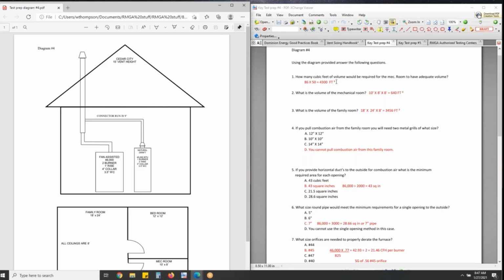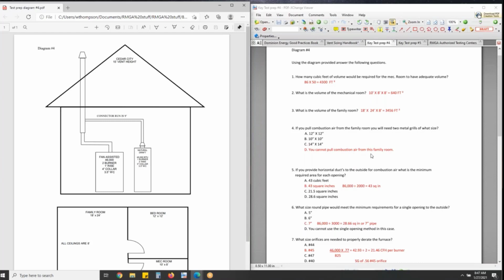So number 1, how many cubic feet of volume would be required for the mechanical room to have adequate volume? Well, it would need to have 4,300 cubic feet. What is the volume of the mechanical room? It's only 640 cubic feet. What is the volume of the family room? 3,456 cubic feet. If you pull combustion air from the family room, you will need 2 metal grills of what size? Another trick question.